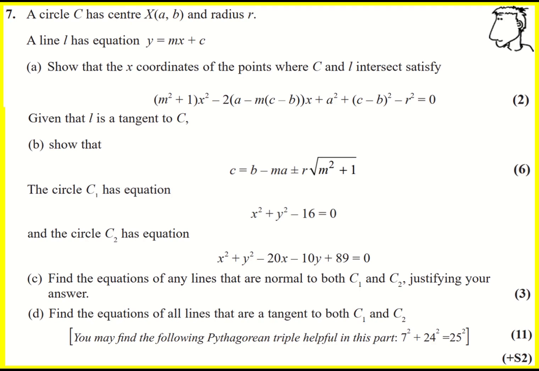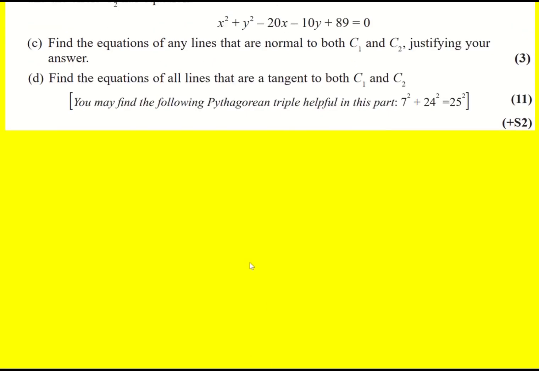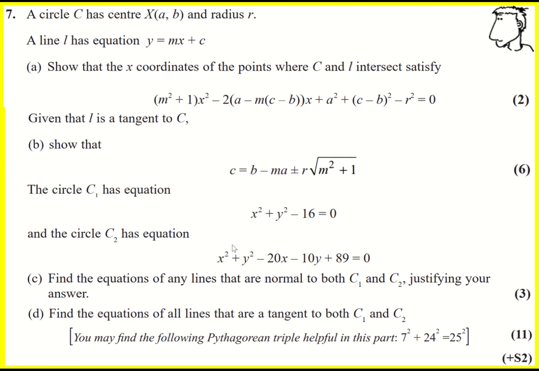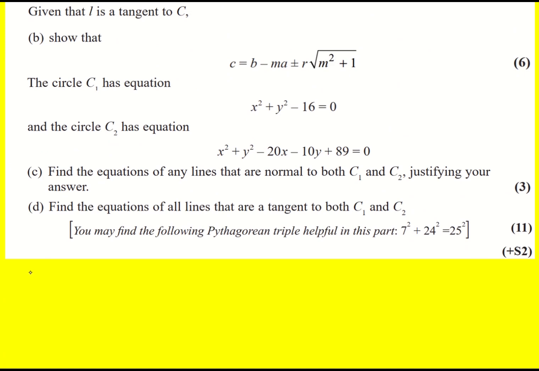A really interesting question here about tangents to circles, and later on we're going to have two circles and we're going to be finding the lines that are tangent to both of them. But let's get cracking. At the start it says we've got a circle with center (a, b) and radius r. So let me write that down. It's going to be (x − a)² + (y − b)² = r². That's our general equation of a circle.